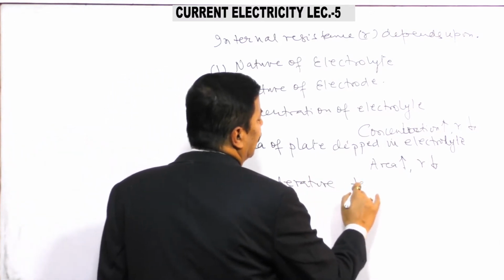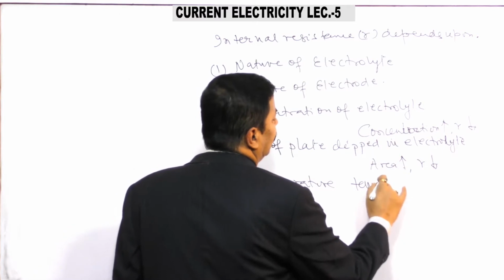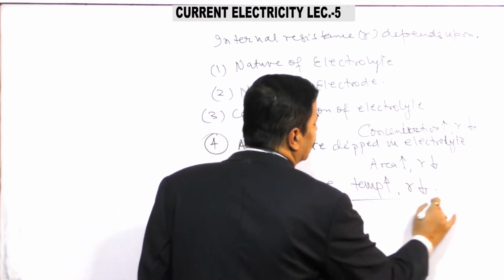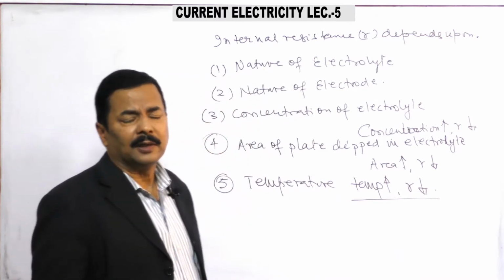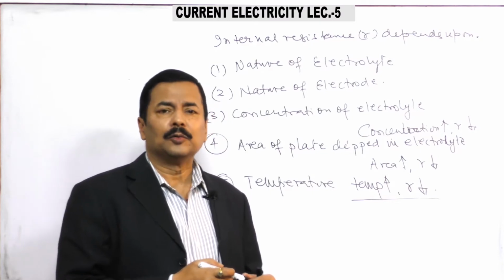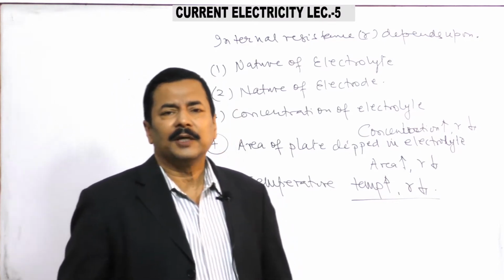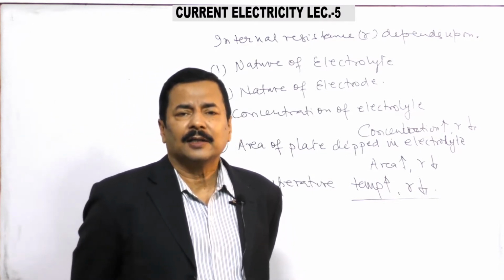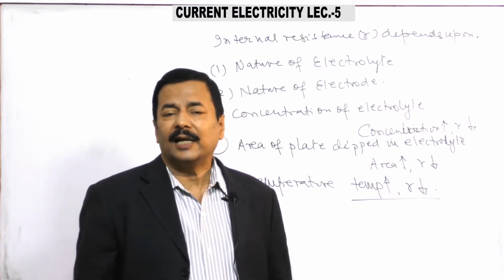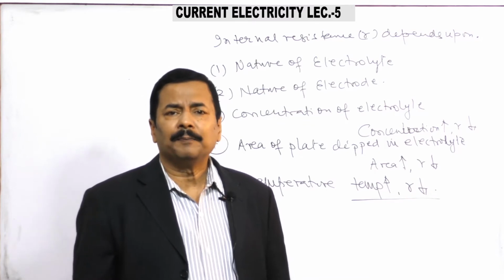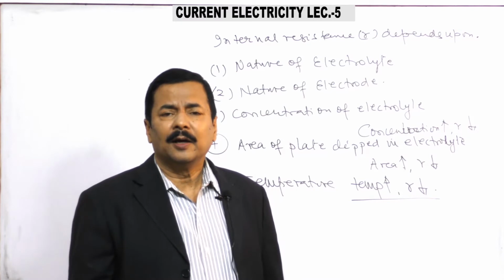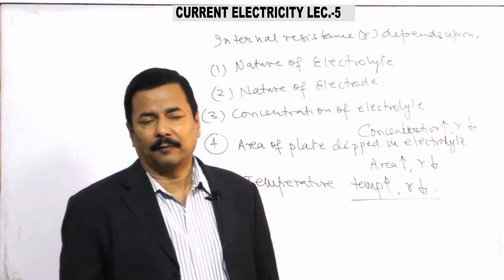If temperature increases, then internal resistance decreases. So you might have observed in the village and the rural areas where the metallic torch is being used, and when it starts functioning not in a proper way, people used to take out the cell and just keep it in the sun, where it gains heat, its temperature increases, and then it works for some time in a better way.